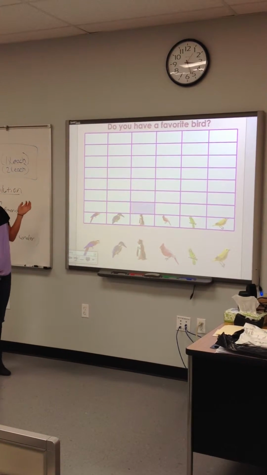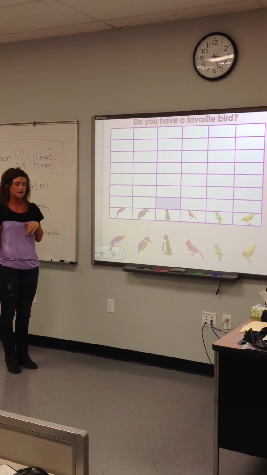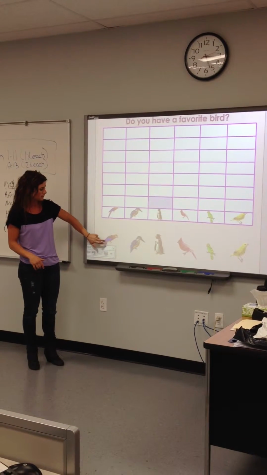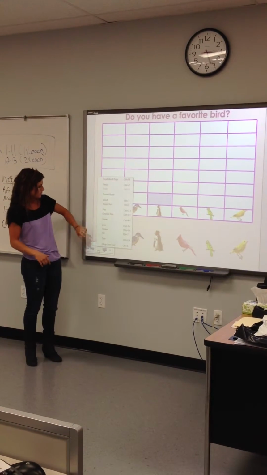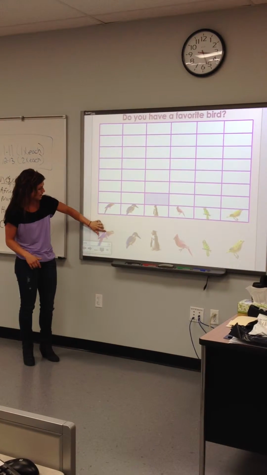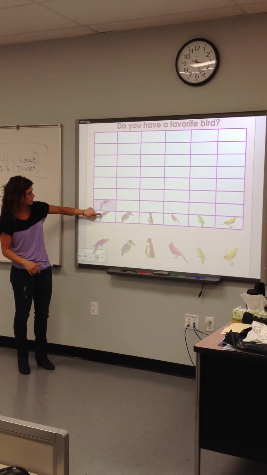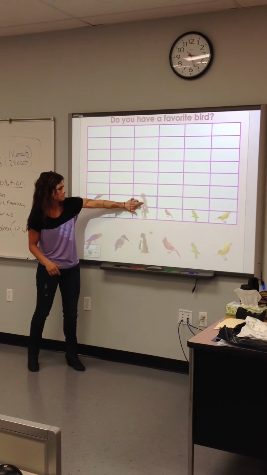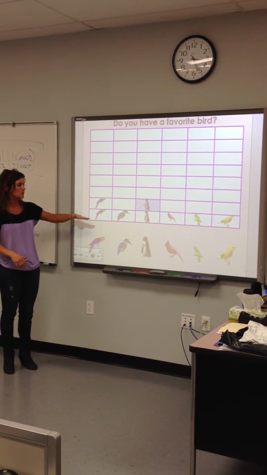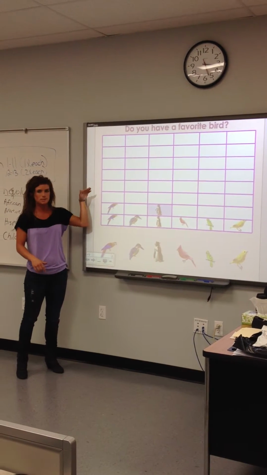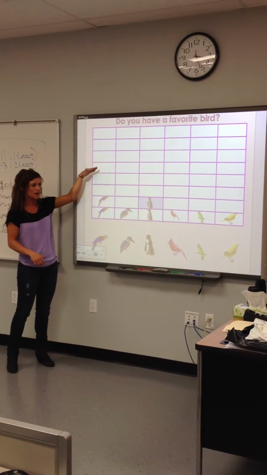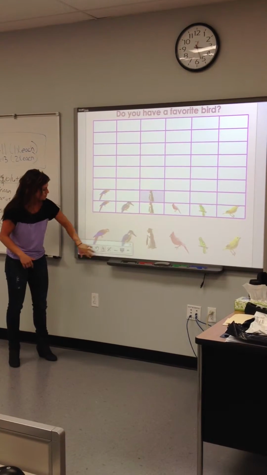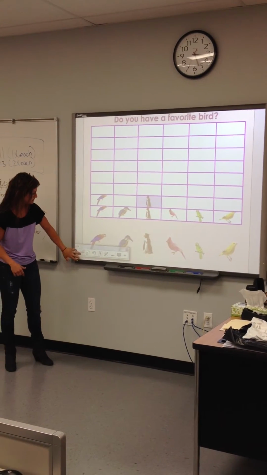The next slide is going to be, do you have a favorite bird? Same thing, I would call volunteer students up. They would choose which bird they like with their finger. Push select. And they would place it in the correct square above which bird they chose. And then at the very end again, we would circle which one had the most, and discuss how many more that one had or how many less. And then we're going to move to the next slide.